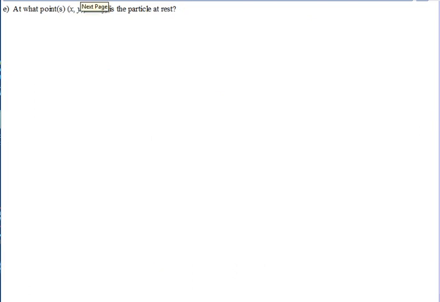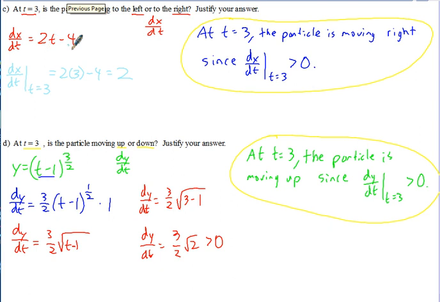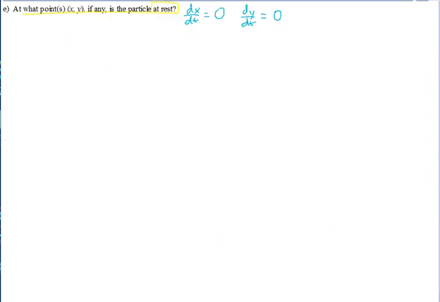And finally, at what point, if any, is the particle at rest? Again, at rest means, in this case, both dx dt and dy dt, both velocities have to be 0 for it to be at rest. So we already have their derivatives. So if we set 2t minus 4 equal to 0, factor out the 2 or add the 4 and divide by 2. Either way, this one's at t equals 2.